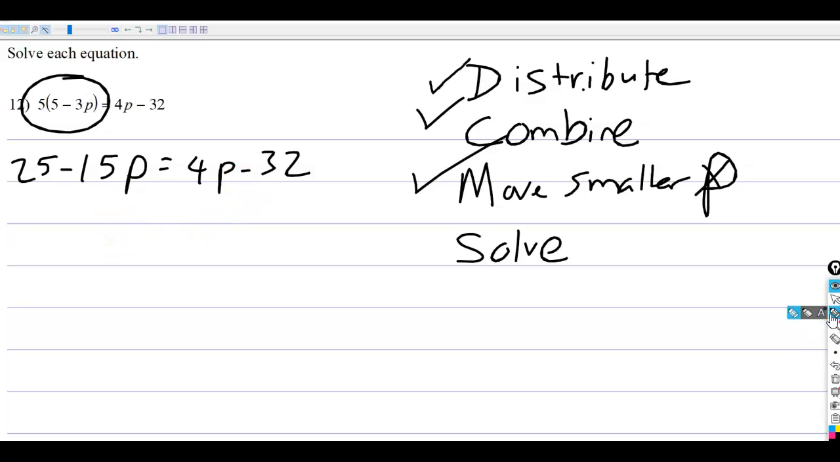Well, negative numbers are smaller than positive, so I'm going to move the negative 15. The way I'm going to do that is I'm going to do the opposite. So this is minus 15. I'm going to add 15, so it cancels over here. And whatever I do to one side, I have to do to the other. So I'm going to put it over here. And that ends up making 19p.